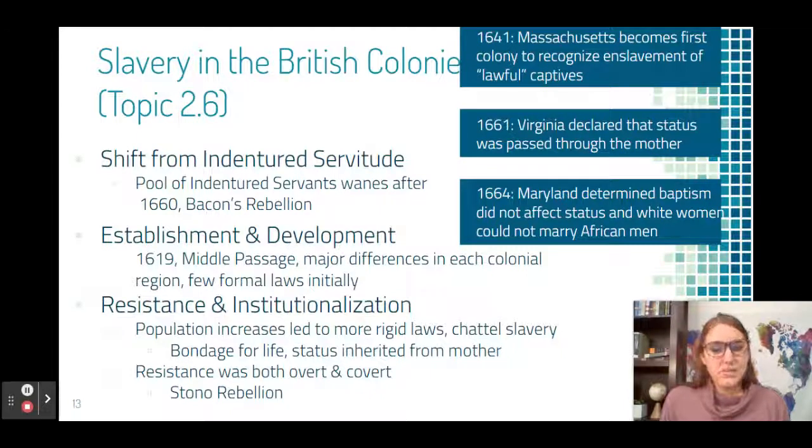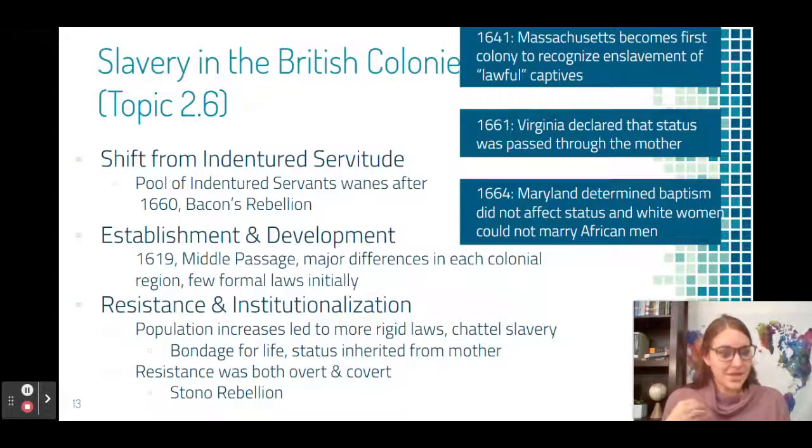And then finally, resistance was both overt and covert. So the Stono Rebellion is the most well-known rebellion of the time, where African slaves or enslaved Africans led this massive rebellion against their plantation owners, attempting to get to Spanish Florida.